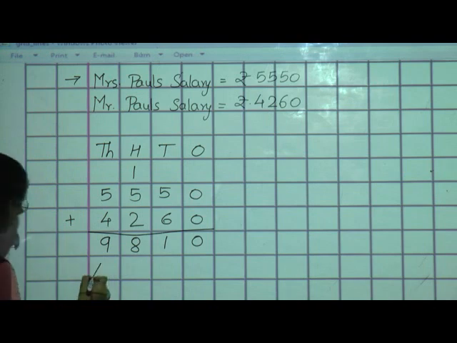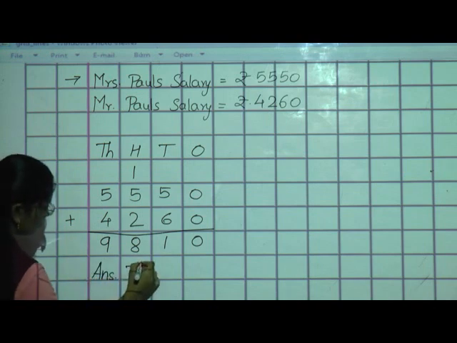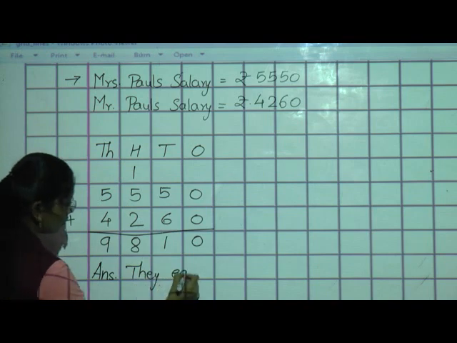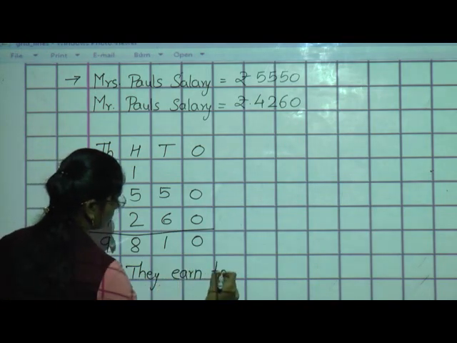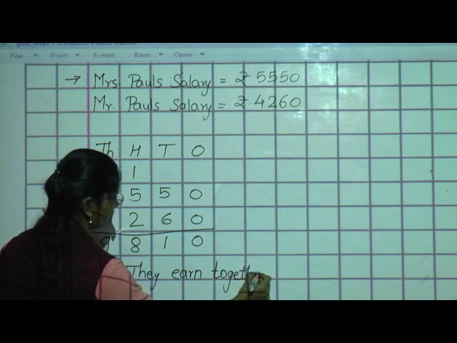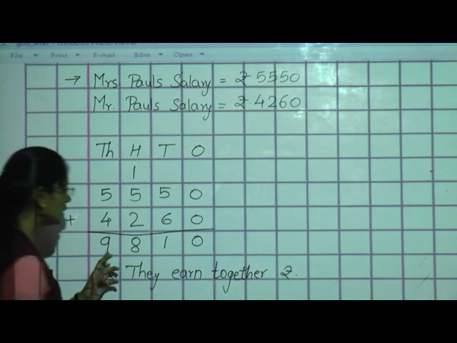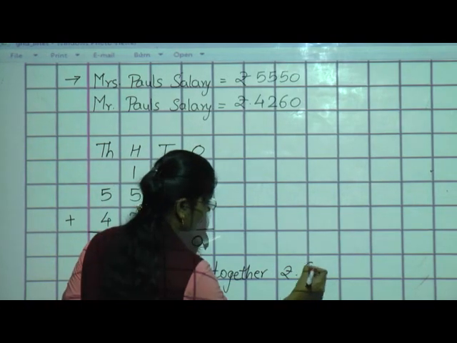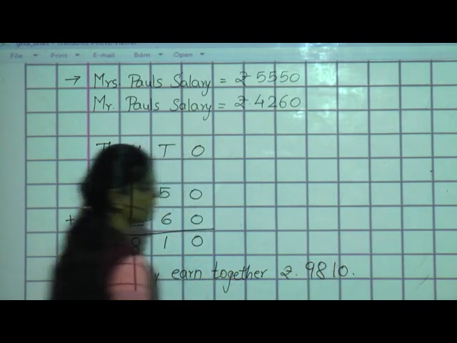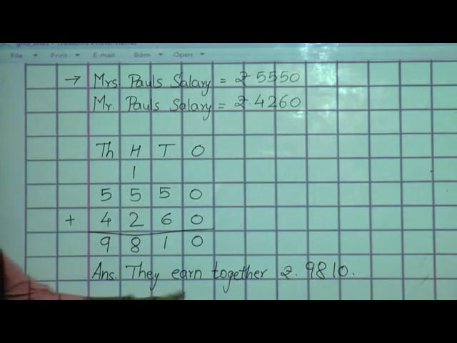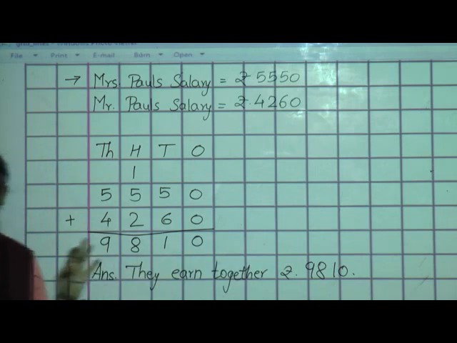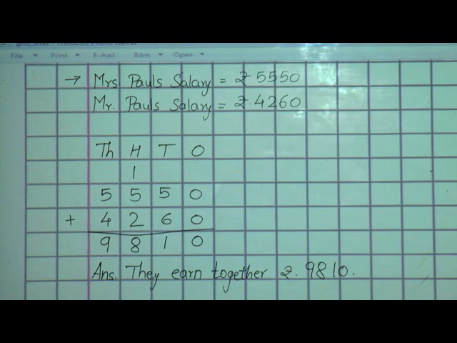They earn together rupees 9810 per month. Yes, how much do they earn together? They earn together rupees 9810. Okay. Next, the ninth example you have to solve on your own. I will take the last one, that is the 10th one.